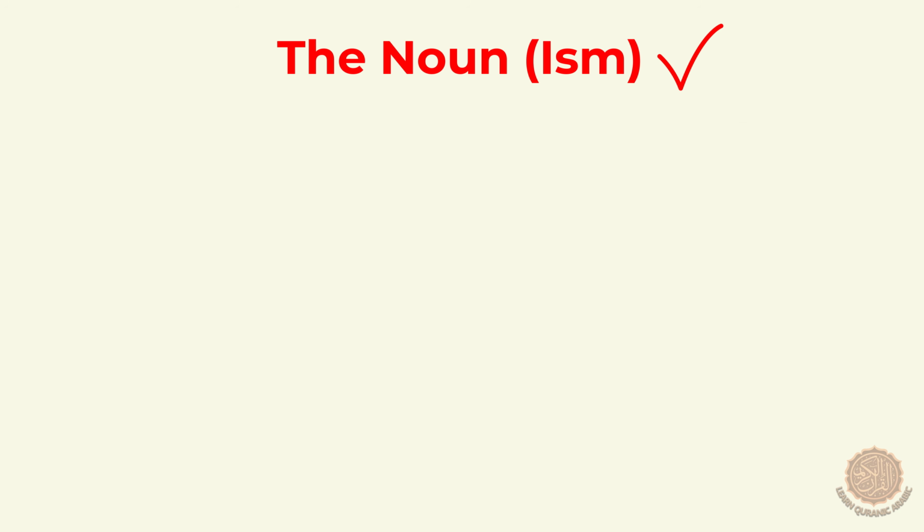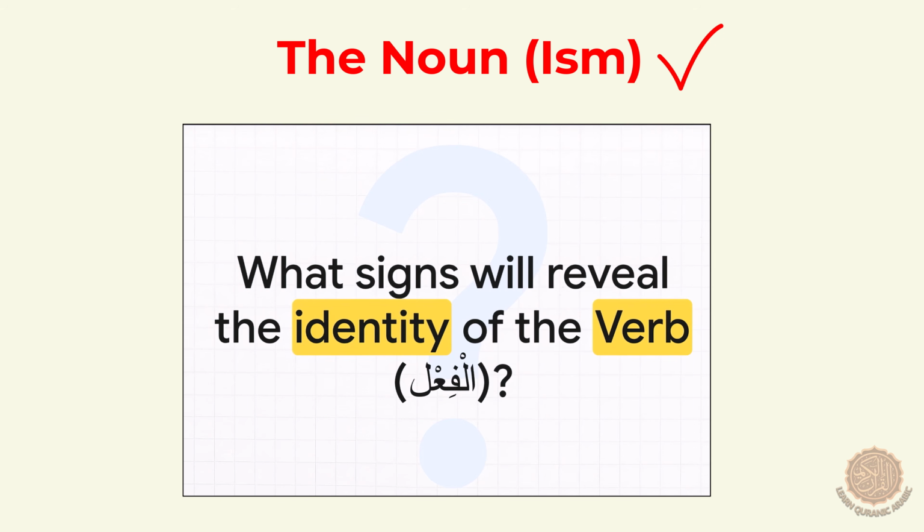But what about the verb? It has its own signs, its own secrets, its own alamat that give away its identity. What are they? How are they different from the signs of the noun? Well, our investigation will continue, and the secrets of the fi'l are waiting for us in our next explainer, inshallah.